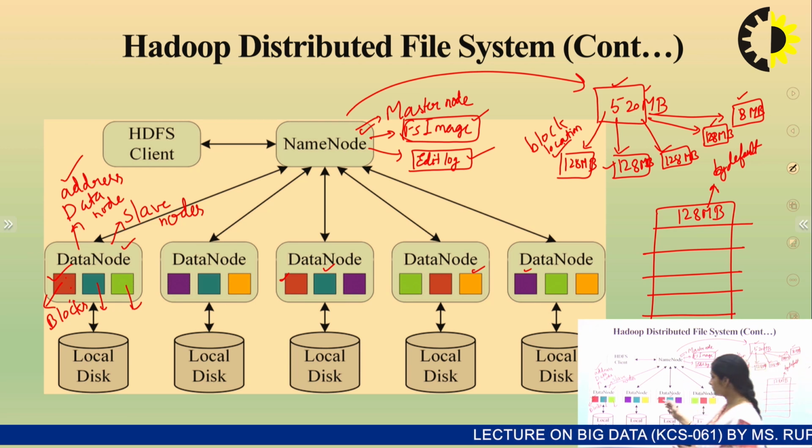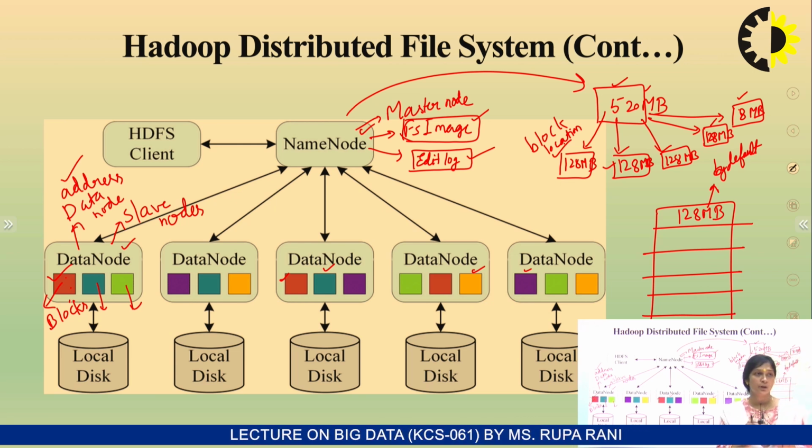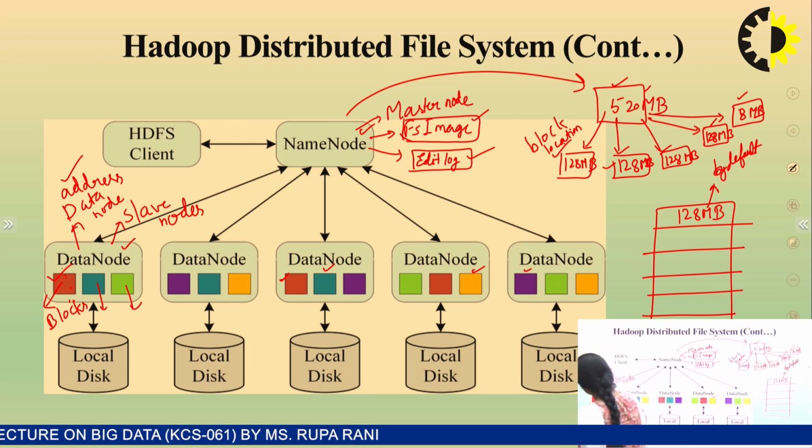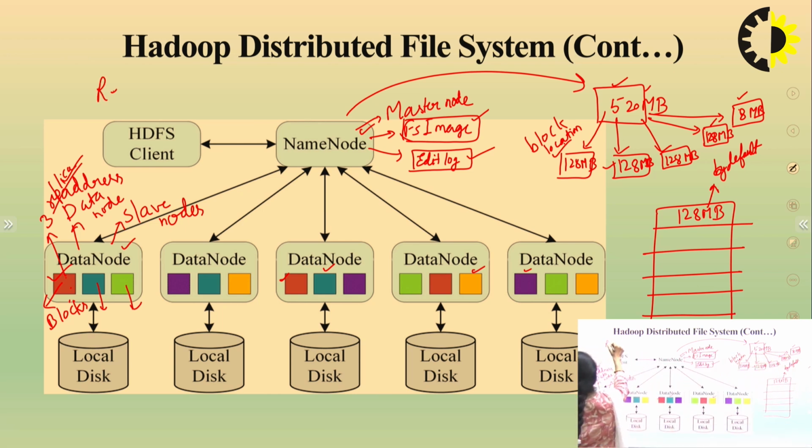Now there is one more term, that is replication factor in HDFS, which is very important. By default each block has 3 replicas. Suppose I have a block like this and its replica will be in another rack. Now the question is, what is a rack? There is one more term, that is rack awareness.